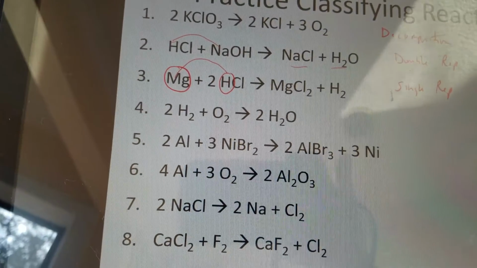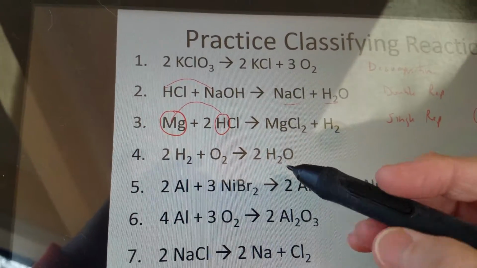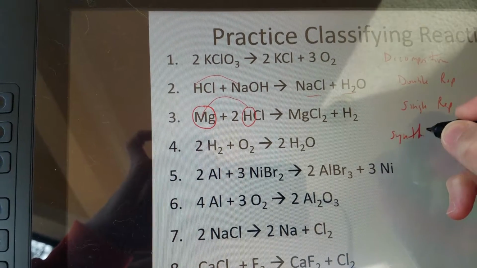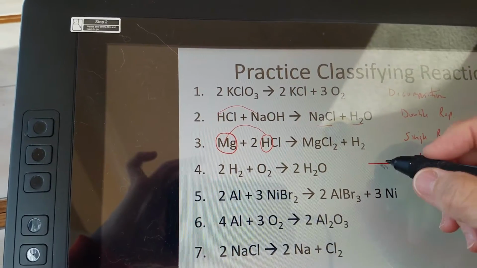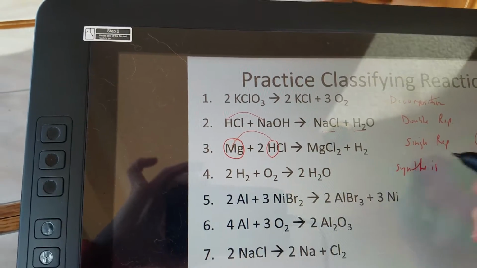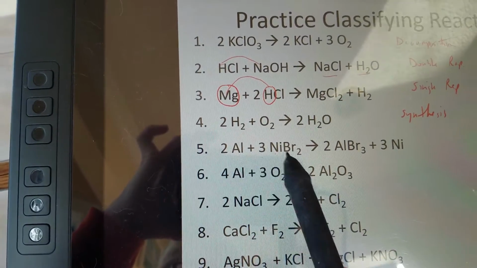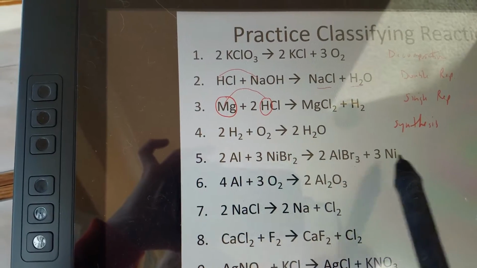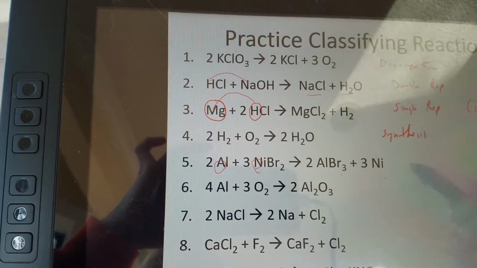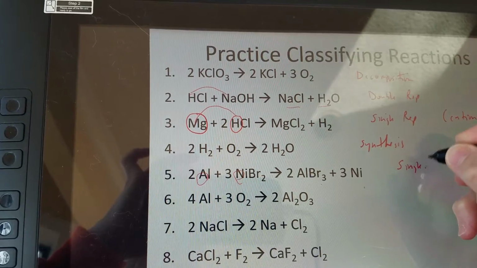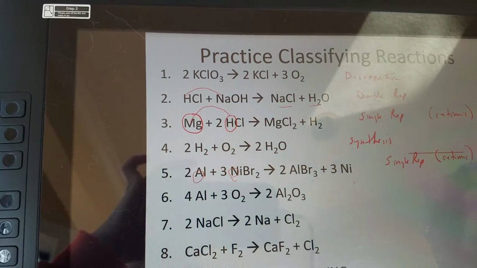If we look at number 4, we start off with 2 simple substances and make 1 complex compound. So this will be a synthesis reaction. On number 5, we have a single element, a compound, and a new single element. Aluminum is a metal, changing places with this metal. So this is a single replacement. And since aluminum is a metal, which has a positive charge, it would be a cationic single replacement.